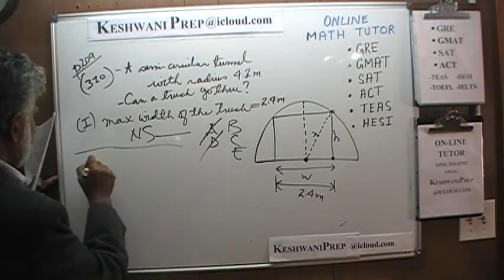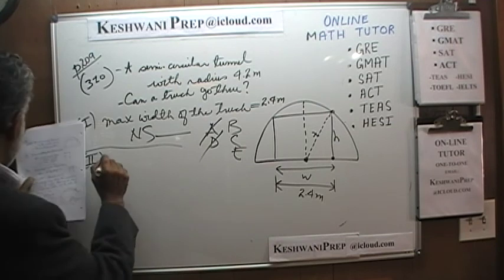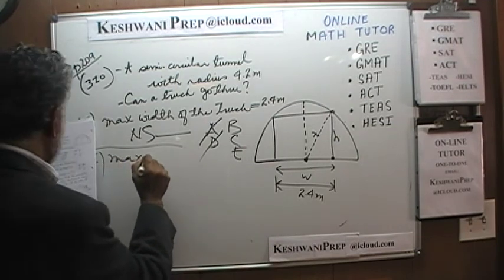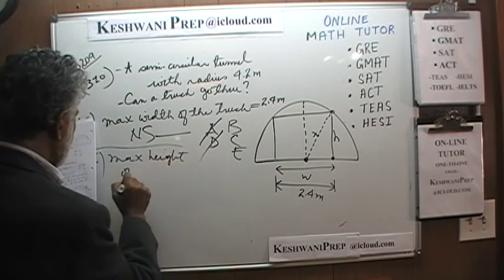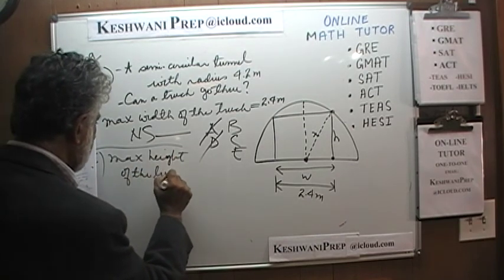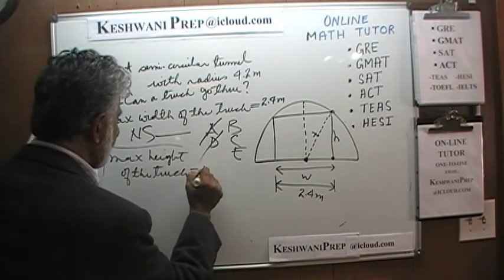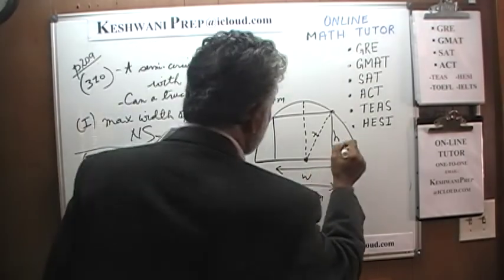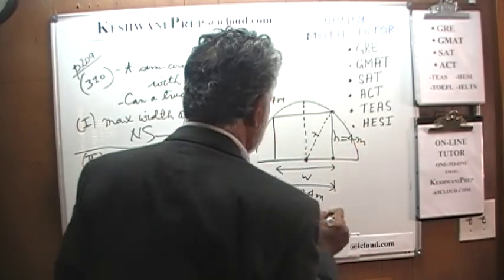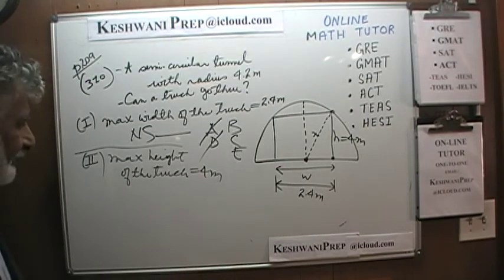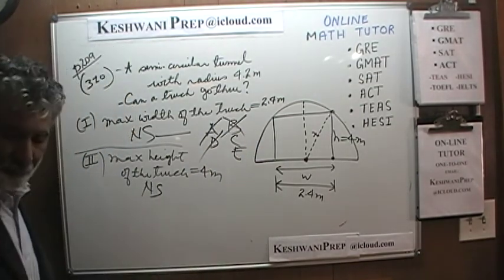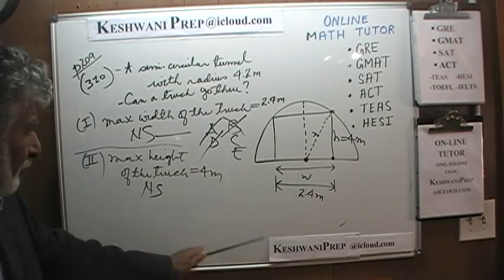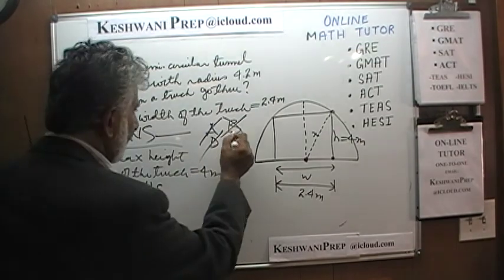Number two. Maximum height of the truck is 4 meters. There we go, now we know that this is 4 meters. Again by itself is not enough, answer cannot be B. But putting them together, we have plenty of information. Answer is C.